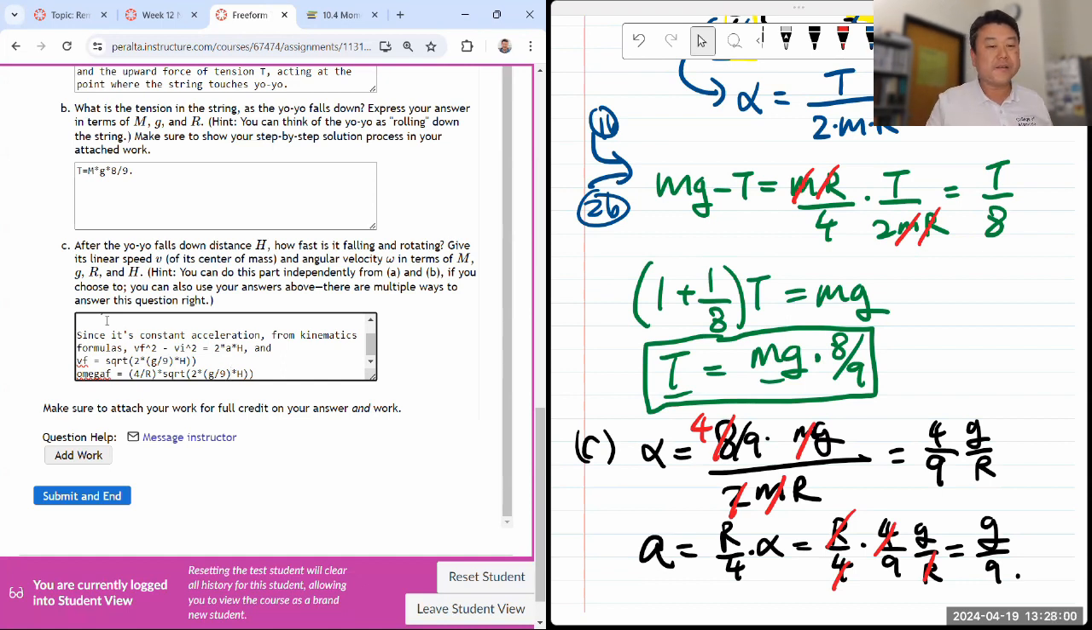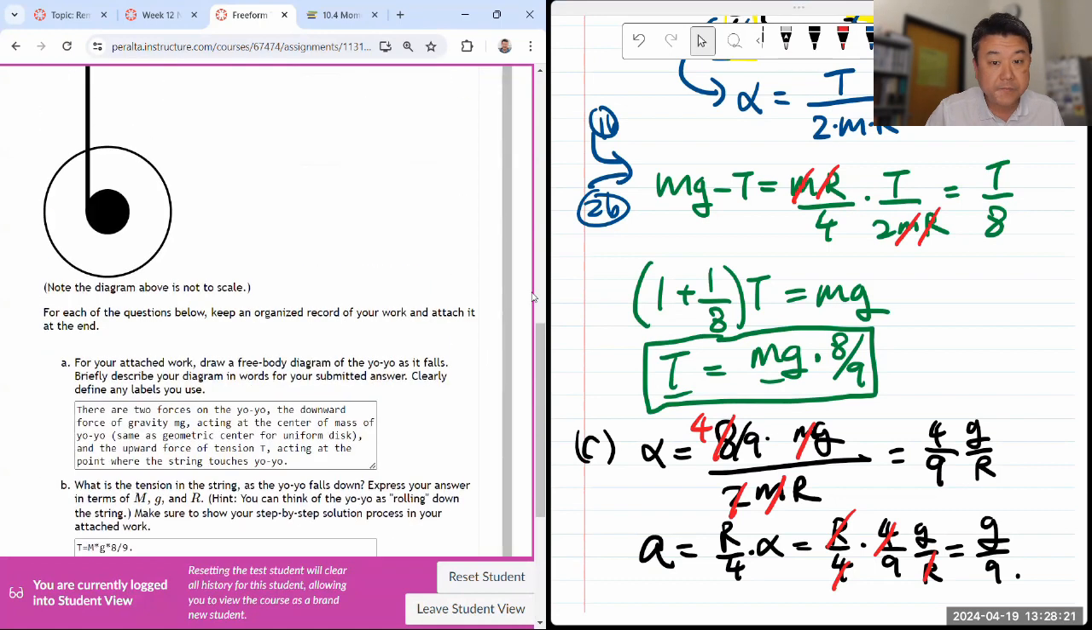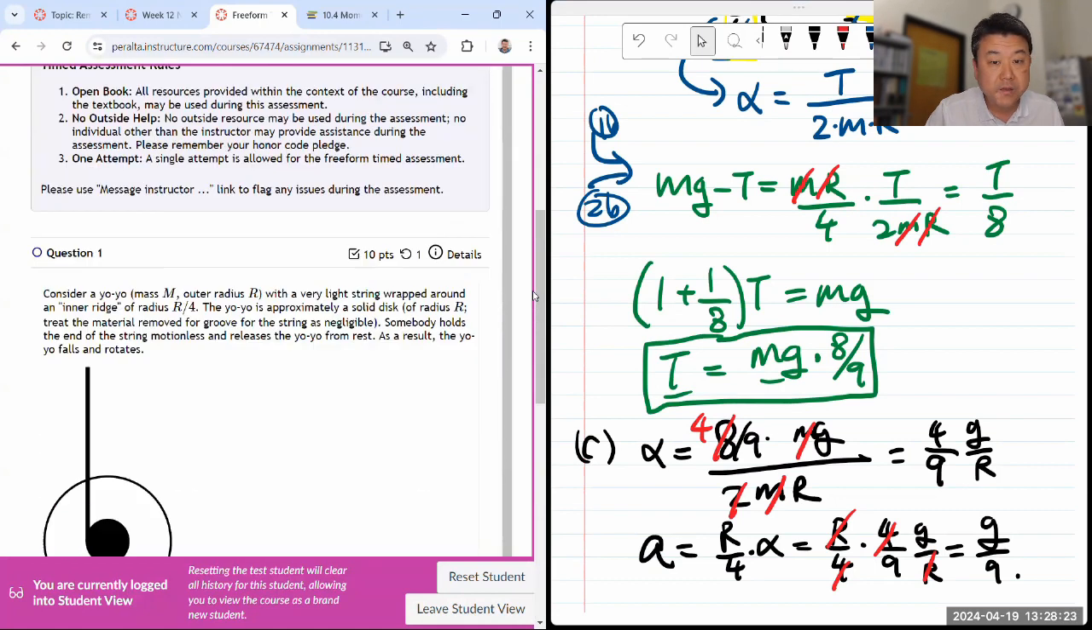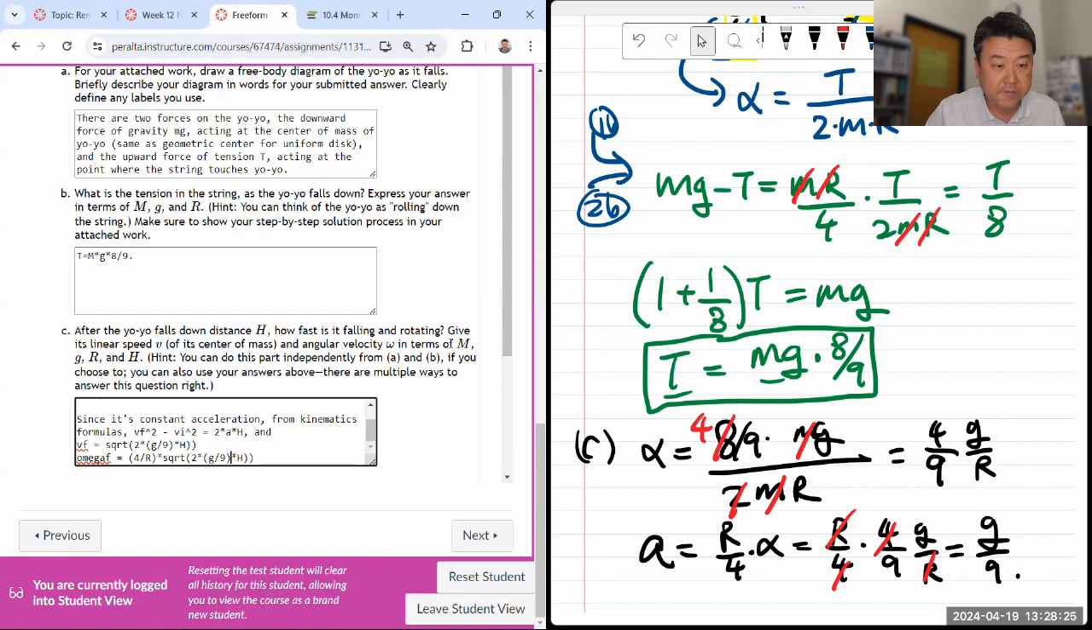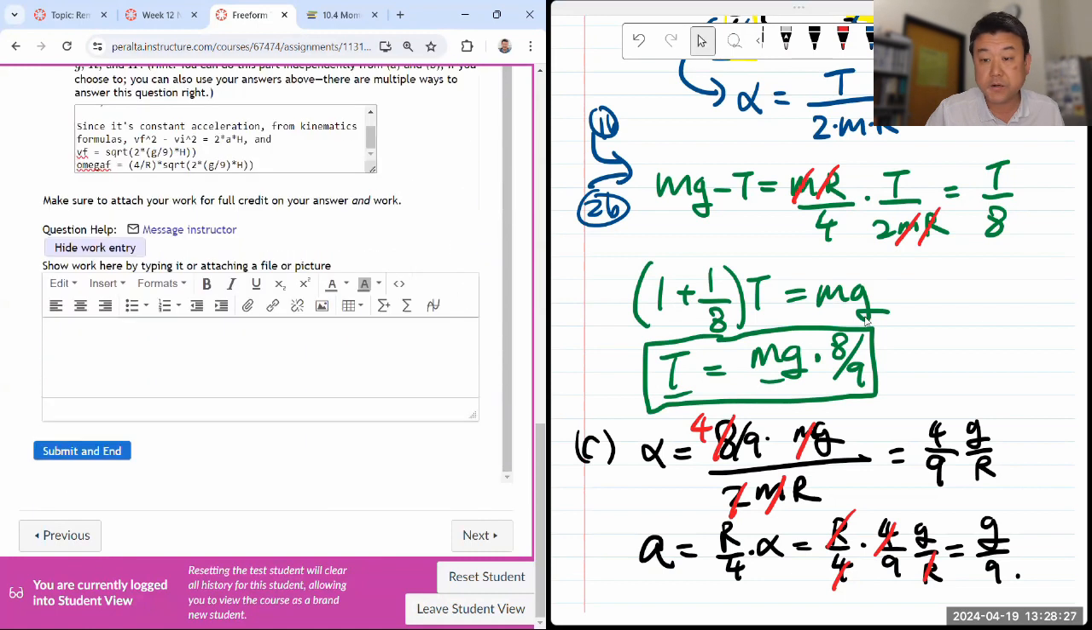So there, that's meter squared per second squared. Squared is good. Here I have meter squared per second squared. The square root gives meter per second, and I'm going to be dividing by r, so I'll get 1 over seconds. Yeah, I think that's all good. How much time do I have? I have 2 minutes. Okay, so I think that's enough time to attach work. So let me attach work.